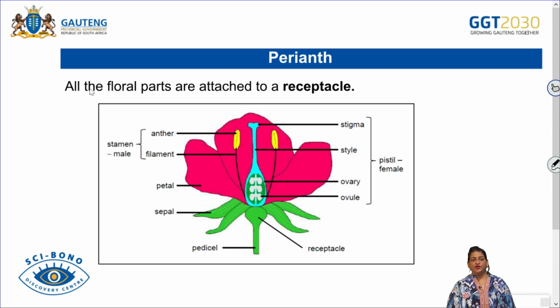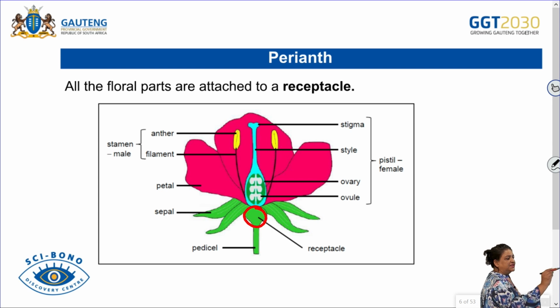Now, what are the floral parts? All the floral parts. That means your petals, your sepals, together with the reproductive parts, they have to be attached to something. So what are they attached to? They are attached to a part called the receptacle. So here is your receptacle. Can you see? The sepals, then the petals, then the entire carpel enclosing the ovules and the ovary is attached to this part called the receptacle to receive. It's holding the whole thing into its position.